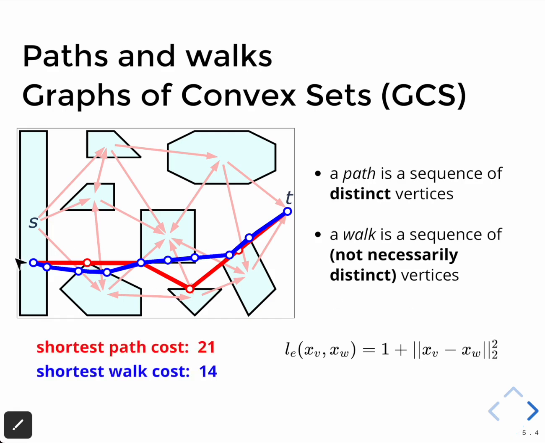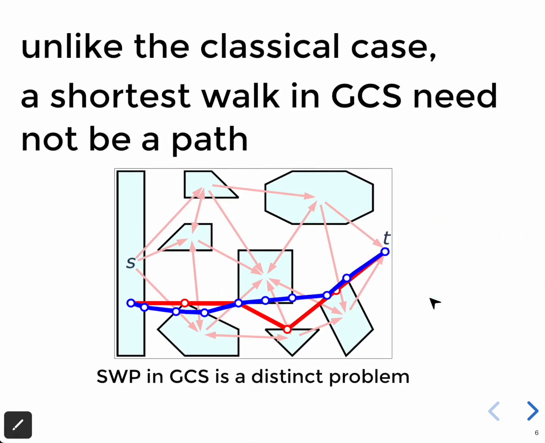And the cost of the shortest path here is 21, while the cost of the shortest walk is just 14. And this is achieved by taking smaller steps and thus not having to pay that large square penalty. So, unlike the classical case, the shortest walk in a graph of convex sets need not be a path. So it's a distinct problem in its own right.